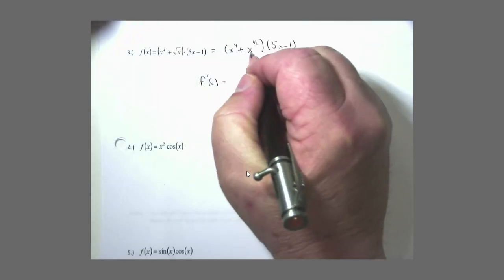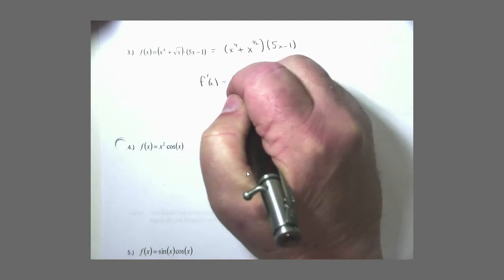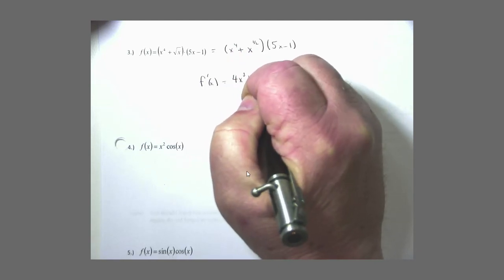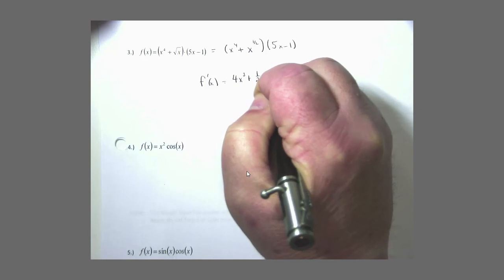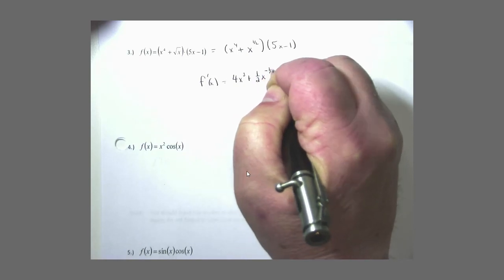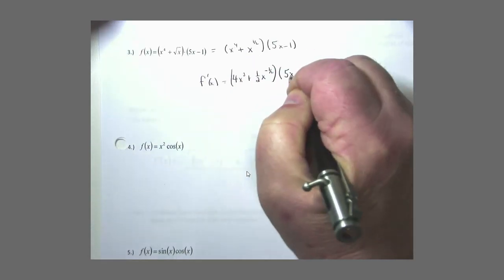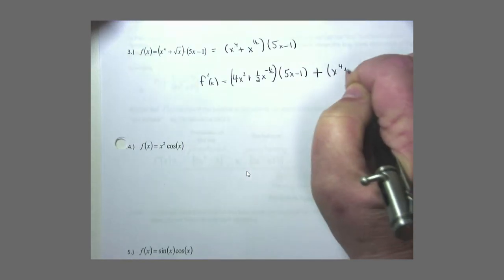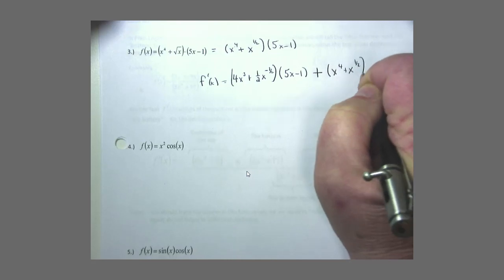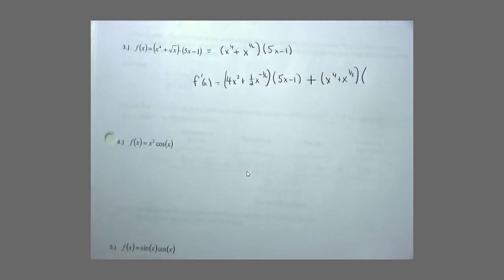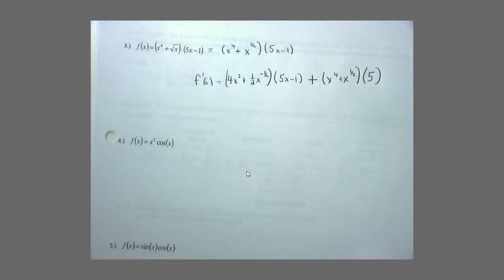All right, so product rule. Derivative of the first times the second plus the first times the derivative of the second. Derivative of the first, x to the fourth plus x to the 1/2. What's the derivative of x to the fourth? 4x cubed plus, what's the derivative of x to the half? 1/2 x to the, subtract 1, negative 1/2. That is the derivative of the first. You take the derivative of the first, times the second, just recopy the second, 5x minus 1. Plus the first, just recopy the first, x to the fourth plus x to the 1/2. But then you multiply times the derivative of the second. What's the derivative of 5x minus 1? 5. And there's my answer.